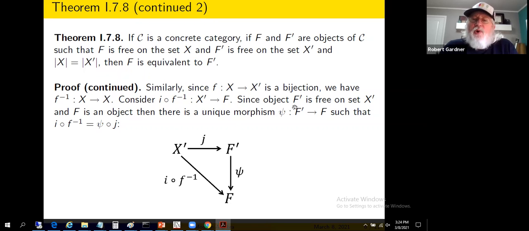Hey, object F prime is free on set X prime. That's the hypothesis: F prime is free on set X prime. So up here, this part is given, as it were. Then there exists a psi, a unique psi down here, such that this diagram commutes. In other words, J followed by psi is the same as this function here: I composed with F inverse. Okay, so stuff ain't that bad.